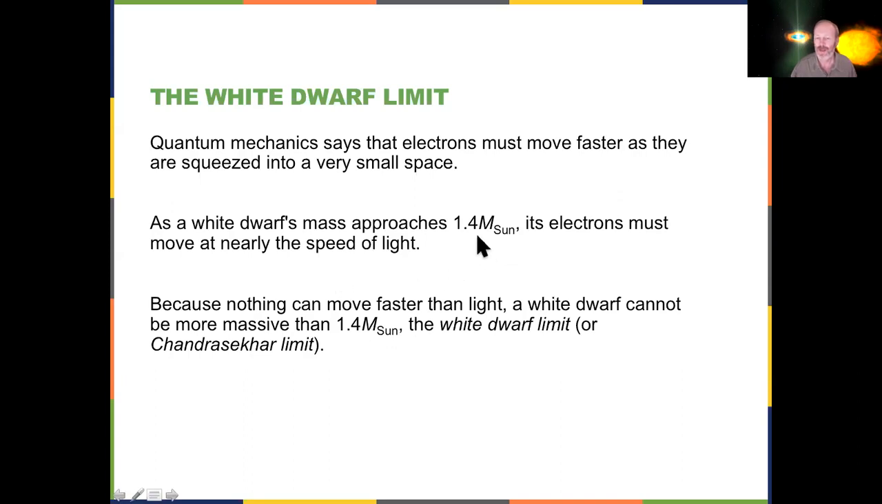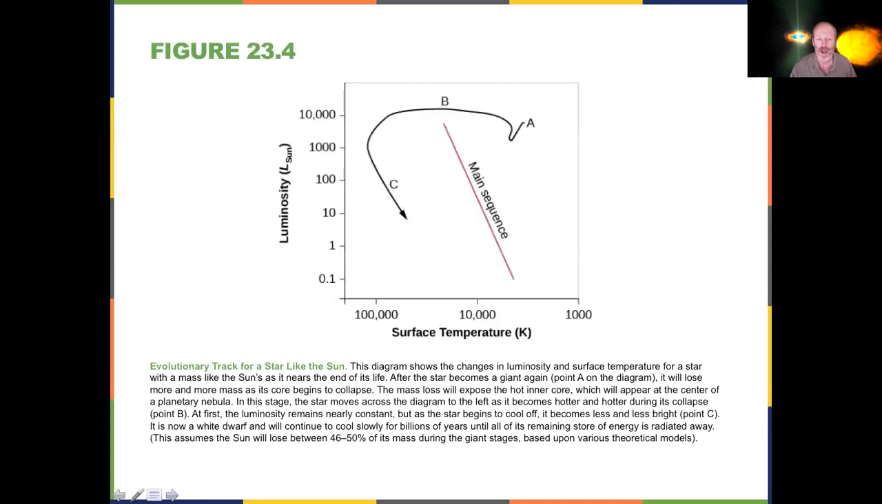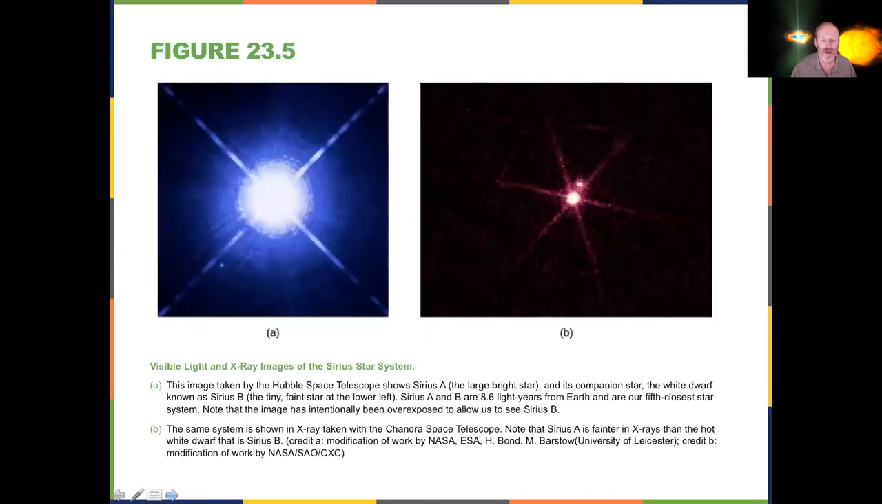This is the limit. If you get more mass than this, the Chandrasekhar limit, then it's going to scrunch down into something else. The electrons that are pushing out can't push out anymore. So what happens there? We have, of course, our white dwarfs. We talked about this evolutionary track. This is what will happen with our sun.